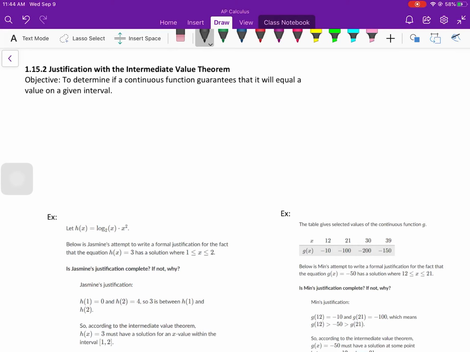We learned in the last section about the intermediate value theorem, and what we learned is that if f is continuous on the interval from a to b, then there's going to exist some value between f of a and f of b. We'll call it f of c.